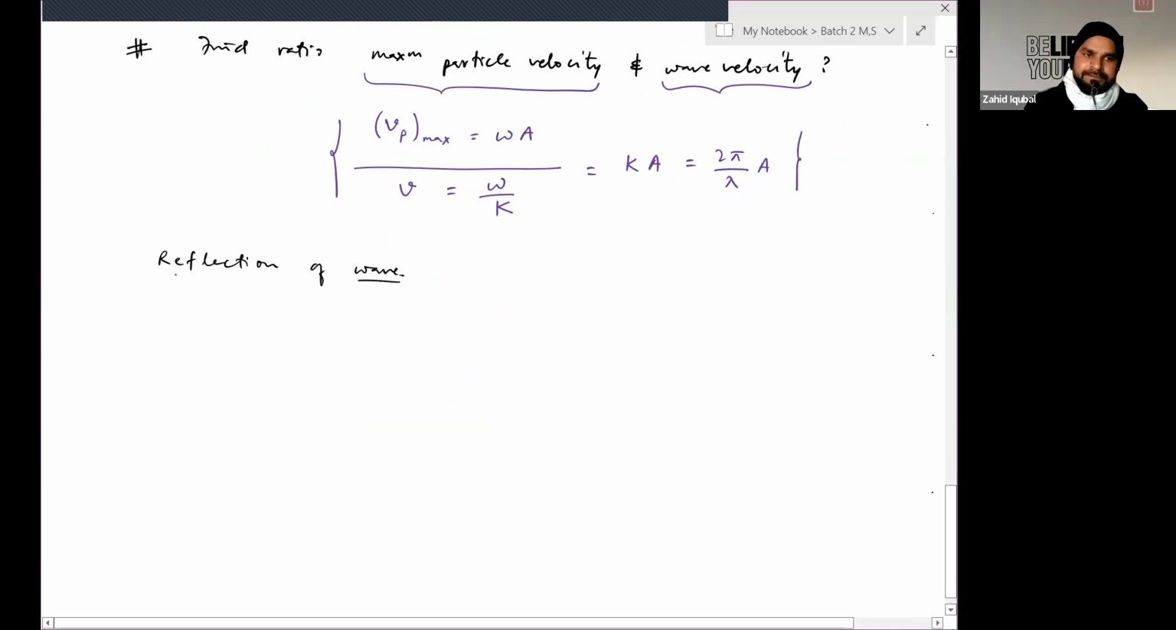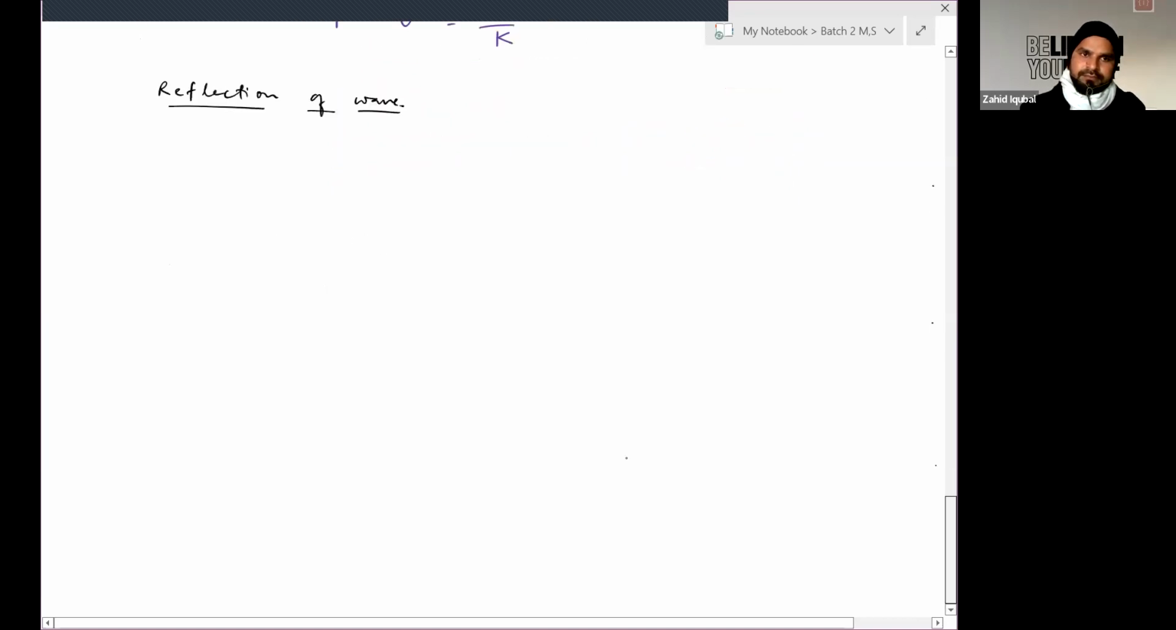Reflection of wave. Suppose you have a string and there is a pulse on it, and it is connected by a rod like this. It means this particular end is free to oscillate. So we can say this is a free end. A pulse is projected along this way. So this is called incident pulse or incident wave. Any doubt?